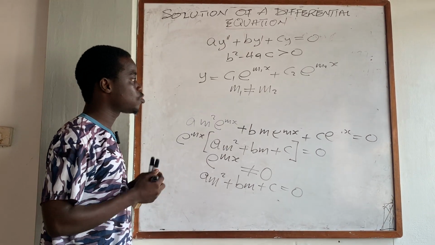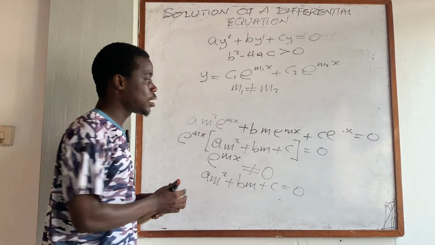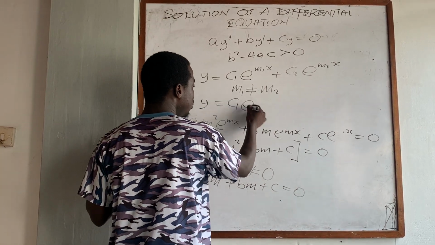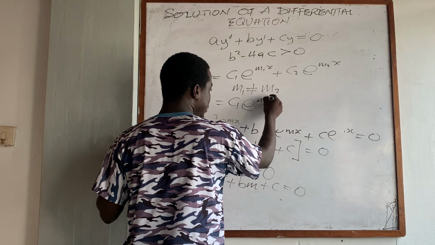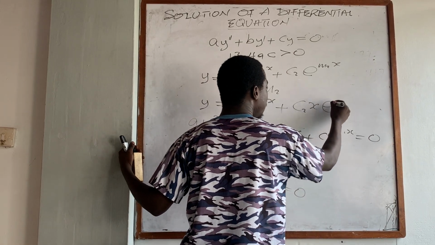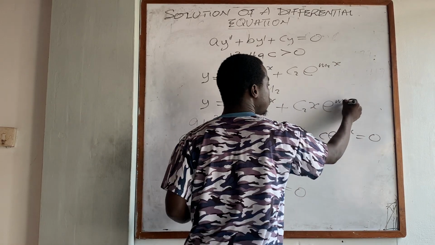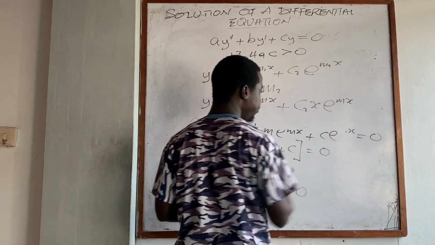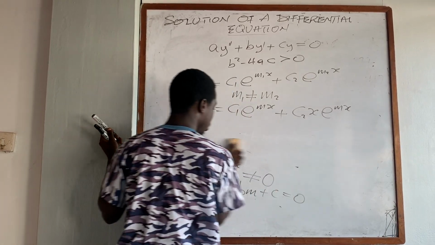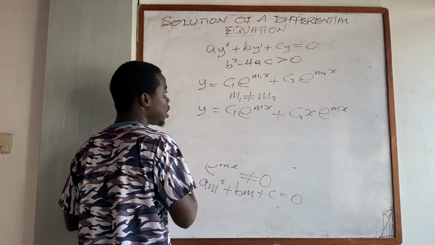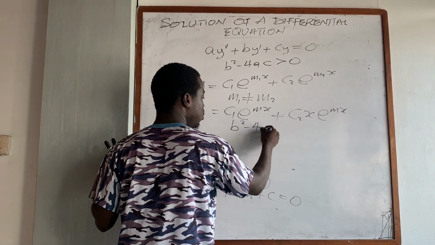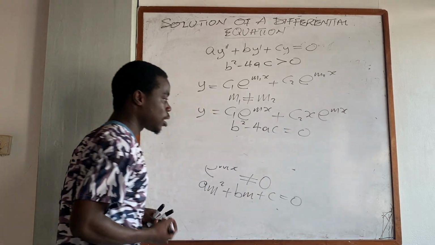Again, if we have roots which are repeating, then the solution will be this. y is equal to c1 e raised power mx plus c2 x e raised power mx. So this is the solution if we have a repeated root. And if it is a repeated root, we assume that it is an equal root. So this is what we are talking about.